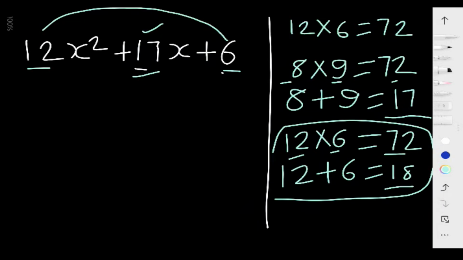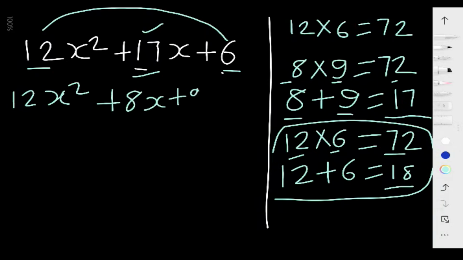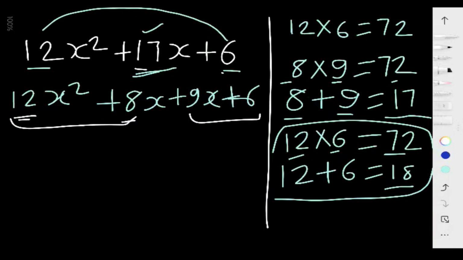So we write 12x squared, okay, plus 17x, meaning this one, 8 plus 9. That means we can write 8x plus 9x, in place of 17x, then plus 6. Okay, try to understand what is common from this one and this one, and this both. So I will make it easy if anyone never understood.